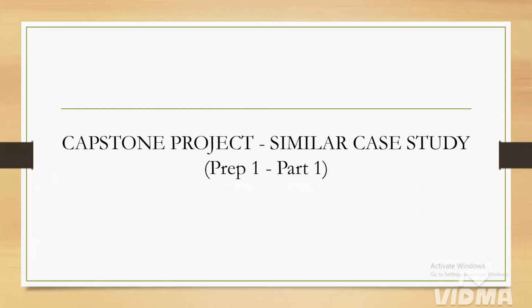In this Capstone projects, we will have a total of three parts: prep 1, prep 2 and prep 3. In prep 1 we have three parts: part 1, part 2 and part 3. Whereas in prep 2, we don't have any parts. And for prep 3, we have two parts, prep 3 part 1 and prep 3 part 2. Okay. So here the first one is prep 1 part 1.